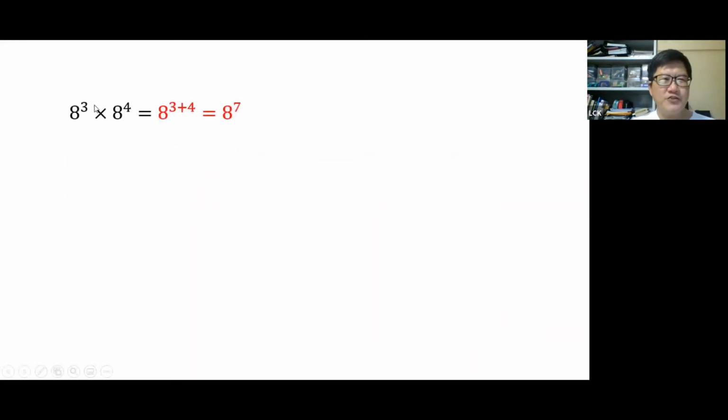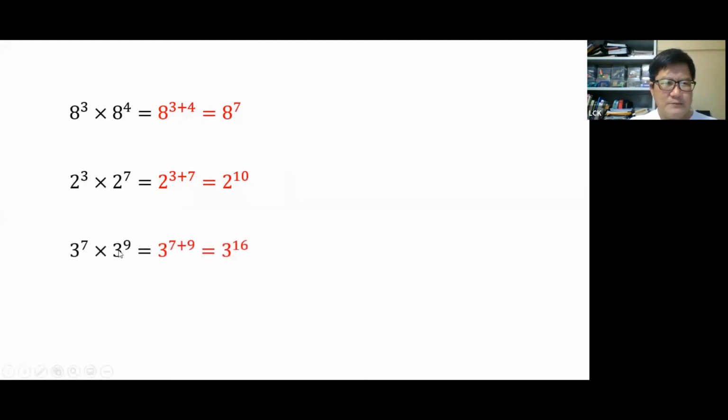8 to the power of 3 times 8 to the power of 4. Applying the rule, you see that it's just 8 to the power of 3 plus 4, 8 to the power of 7. All right. 2 to the power of 3 times 2 to the power of 7 is 2 to the power of 3 plus 7. Why is it plus? Because it's a times. Times, so you just add the exponents. So this is times again, 2 to the power of 3 times 2 to the power of 7. Again, you add the exponents, so 2 to the power of 10.